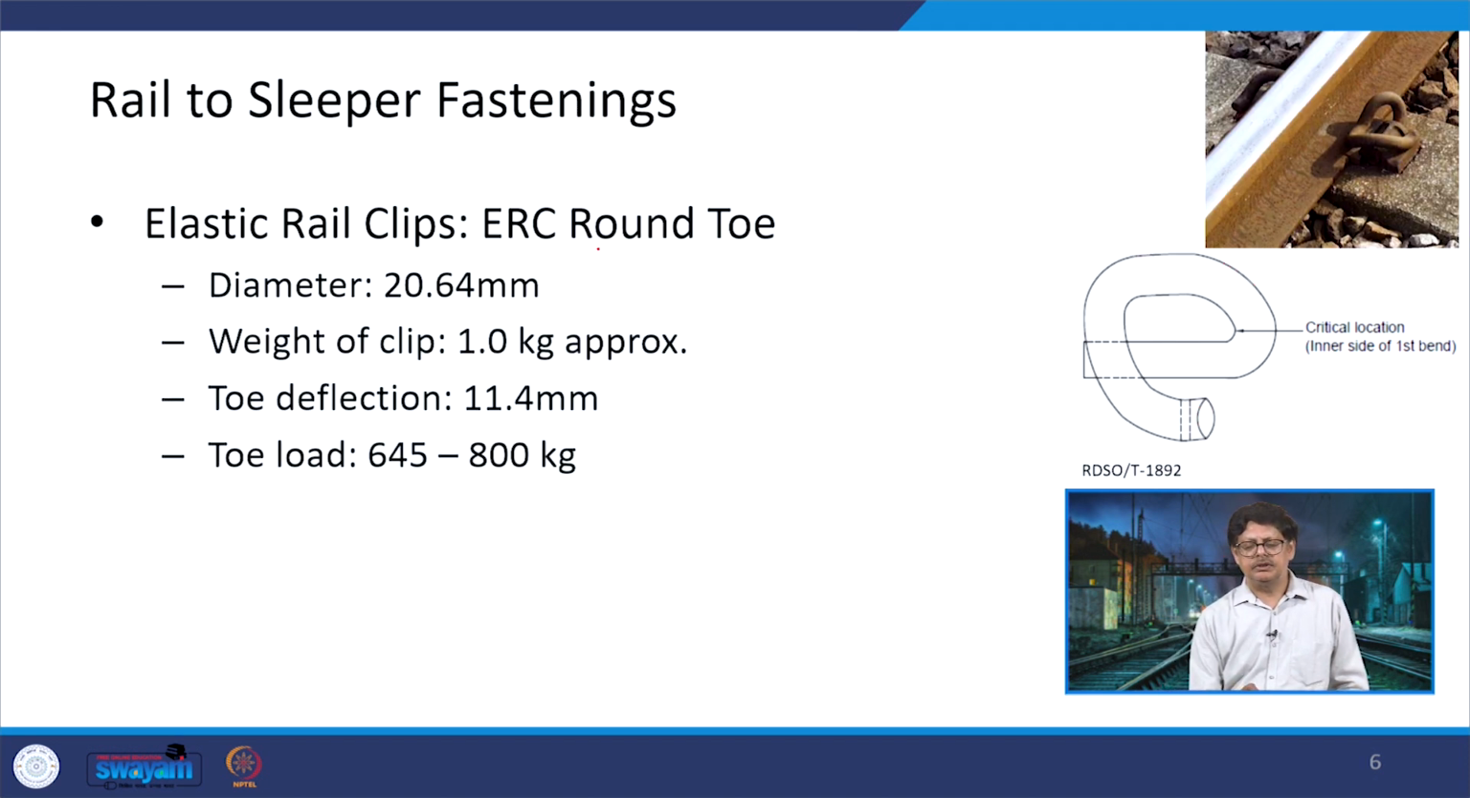Talking about the ERC round toe. This ERC round toe has a diameter of 20.64 mm and the weight of the clip is 1 kg. The toe deflection is 11.4 mm and the toe load ranges between 645 to 800 kg. That means this clip is going to put a pressure of 645 to 800 kg at this point, and any deflection which gets induced shall be within 11.4 mm.